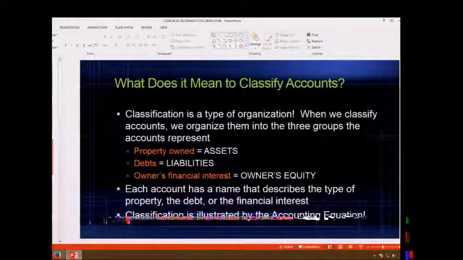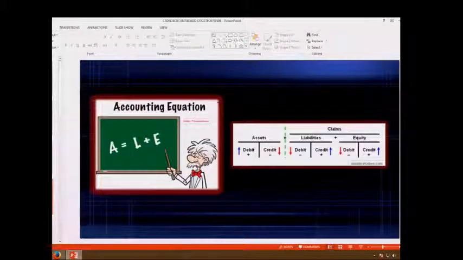Okay? And it says classification is illustrated by the accounting equation. If you look on the accounting equation forms that I gave you, up at the top it has property, financial interest. And then below that it's broken down into assets, liabilities, owner's equity, right? You can see, looking at that accounting equation, how they're classified. It's not obvious, but it works itself out, right? If it was obvious, we would have understood it the first time.